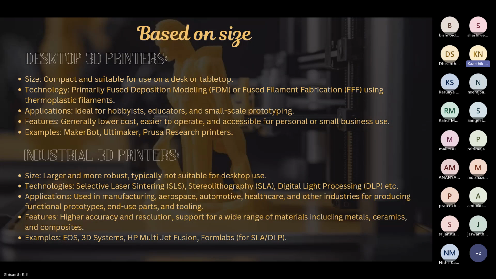Industrial 3D printers. The size is very large and, moreover, typically not suitable for desktop use. Technologies we use are SLS, SLA, DLP. The applications are used in manufacturing, aerospace, automotive, healthcare, and other industries for producing functional prototypes, end-use parts, and tooling. Features: high accuracy and resolution, support for a very wide range of materials, including metals, ceramics, and composites. Example: EOS, 3D Systems, HP Multi Jet Fusion, Formlabs for SLA or DLP.